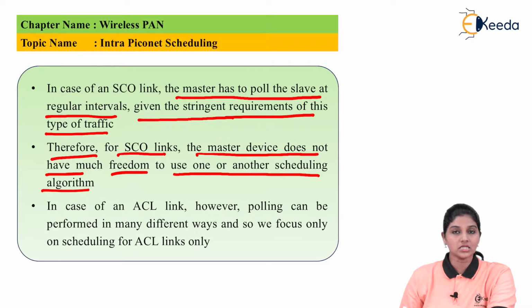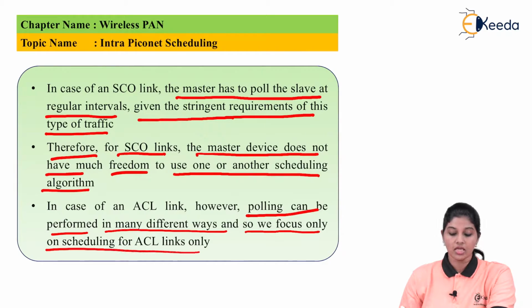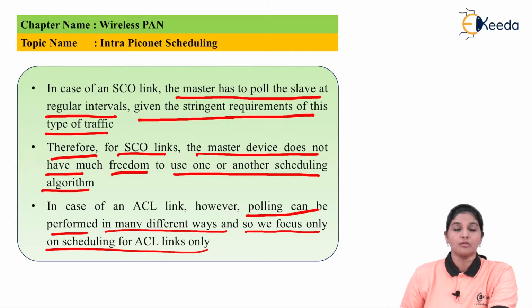In case of ACL link, that is the asynchronous connection link, polling can be performed in many different ways, and we focus only on the scheduling for ACL link. So in case of SCO, there is a restriction on the master that it cannot use more than one algorithm for performing the polling operation. But in case of ACL link, the freedom is given to use more than one algorithm for polling the various slaves present in the network.